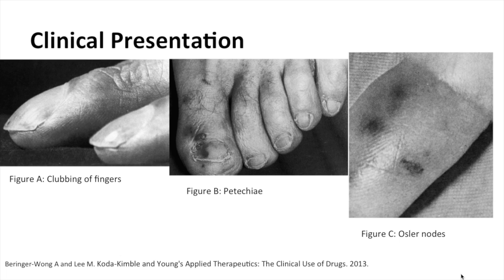These figures represent some signs that manifest with infective endocarditis. Figure A shows a clubbing of fingers, and then figure B shows petechiae on the toes, and figure C is a picture of Osler nodes, as you can see right there.